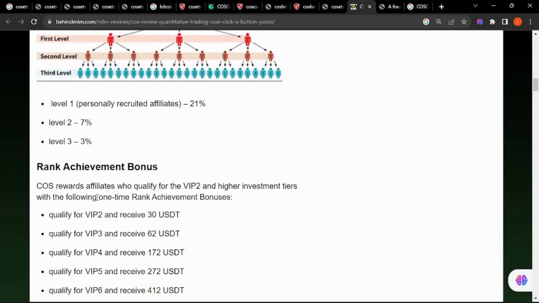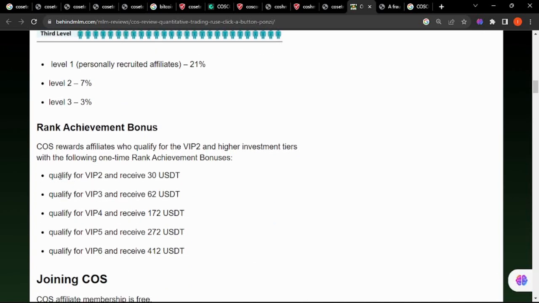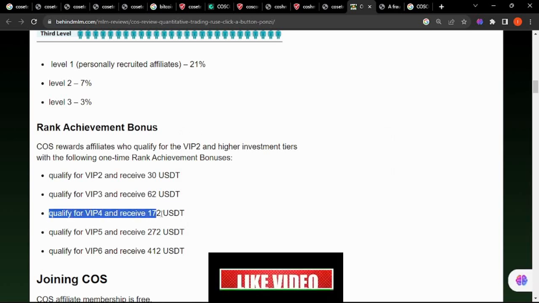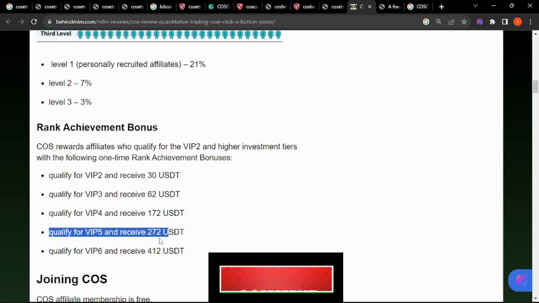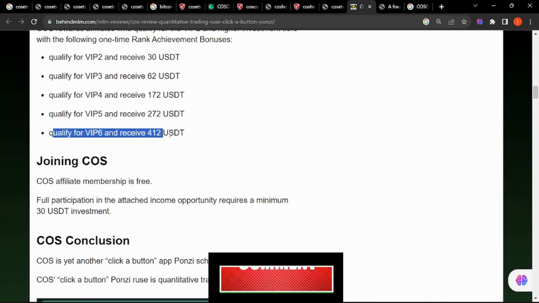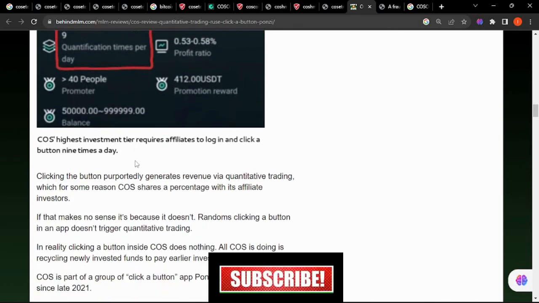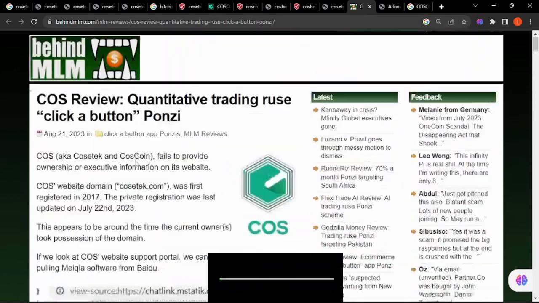And even when you look at the VIP ranking, separating the people into VIP 1, 2, 3, 4, 5, and 6 has always been a way that scammers categorize people so that you are enticed to join a higher rank with a higher return. Then you put in your money, and then they'll close at the end of the day.